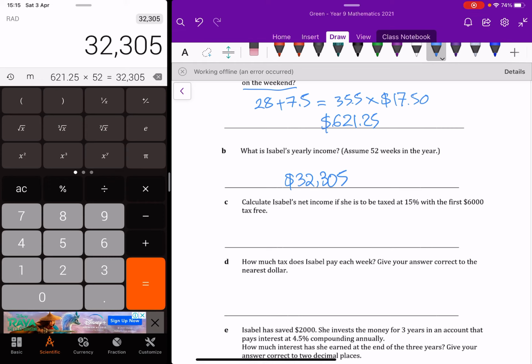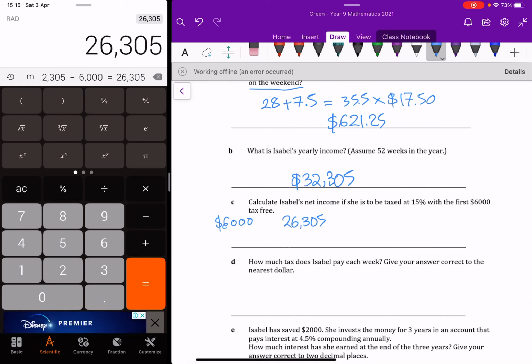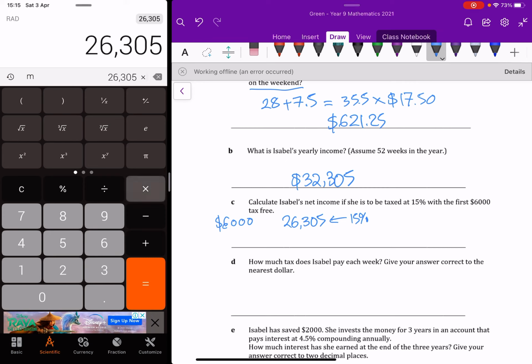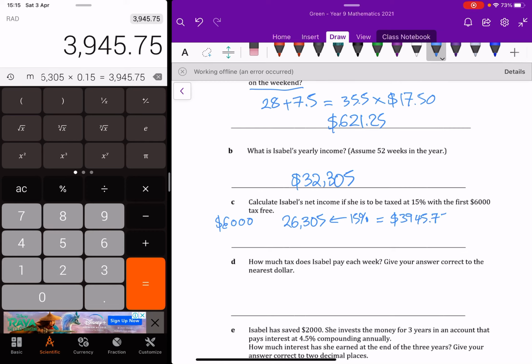Now, I didn't give enough space for this answer for sure. So the first $6,000 is tax-free. So she earns 32,305. So I'm just going to take away $6,000. So she only gets taxed on 26,305. So this $6,000 is just going to sit over here. And she's going to get taxed 15%. So I'm going to find 15% of this. Using our techniques, which we've already used, I'm going to just do it quickly. So she pays $3,945.75 in tax.